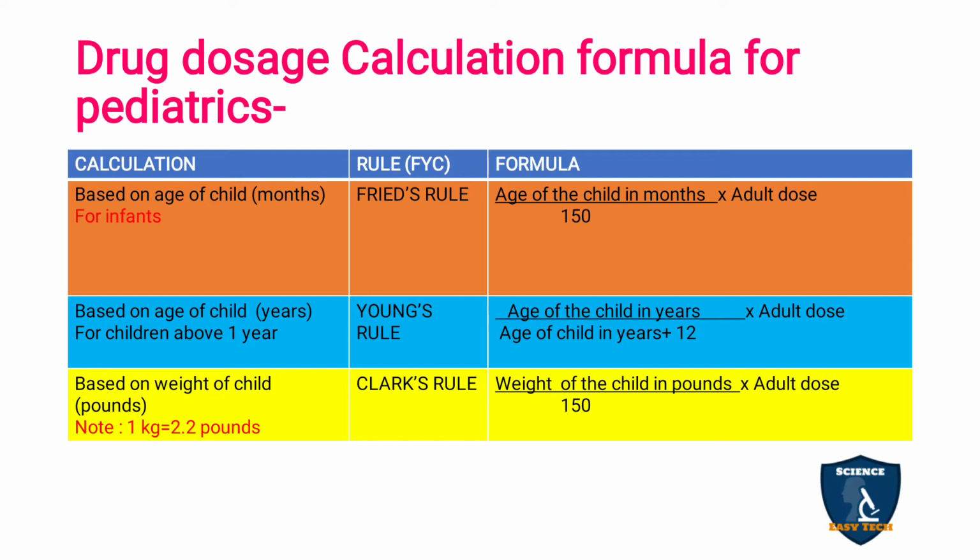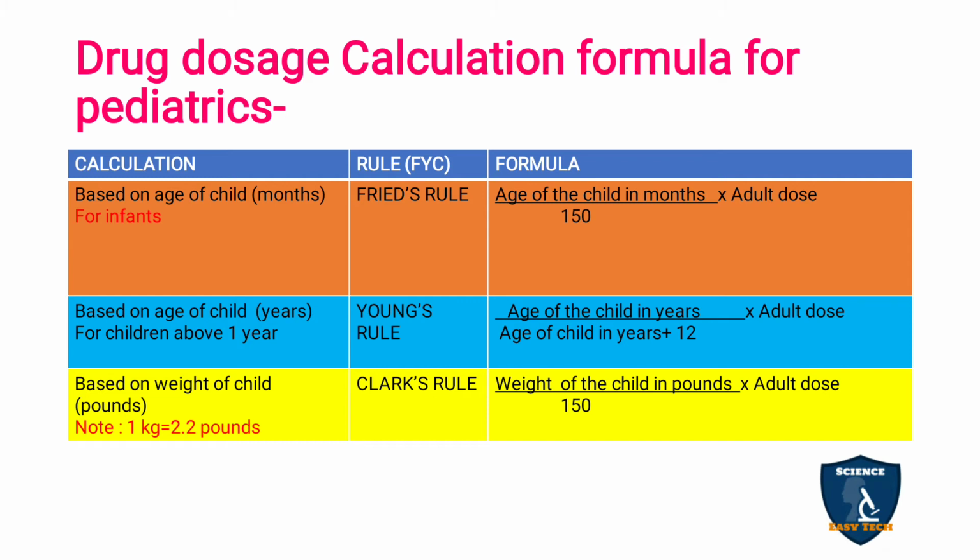When you go to a bank, they ask you to submit KYC details, that is, know your customer details. Similarly, to remember the pediatric drug dosage calculation rules, you can remember FYC. Instead of KYC, remember FYC. F is Freud's rule, Y is Young's rule, and C is Clark's rule.